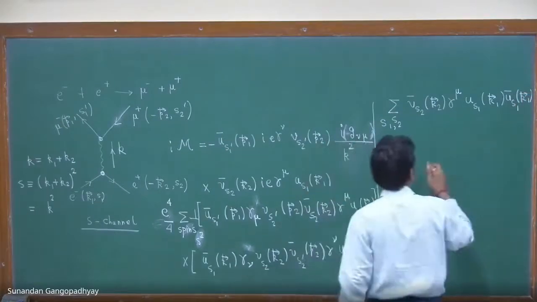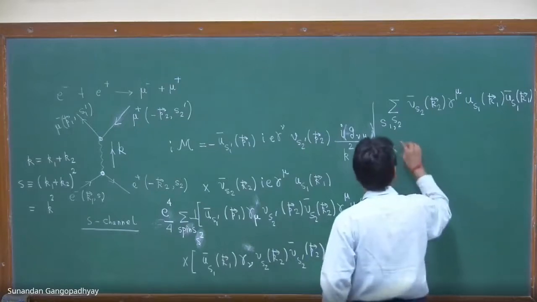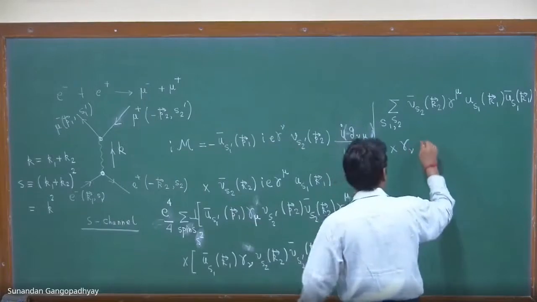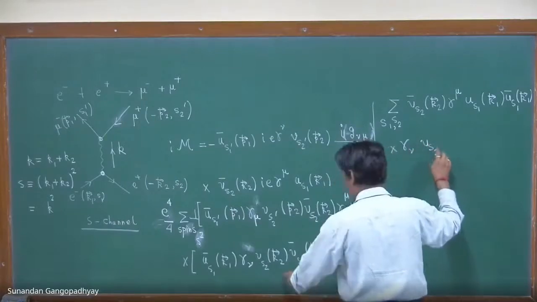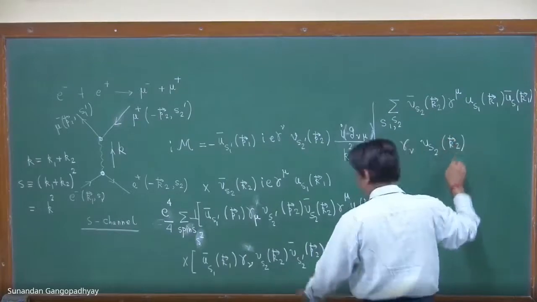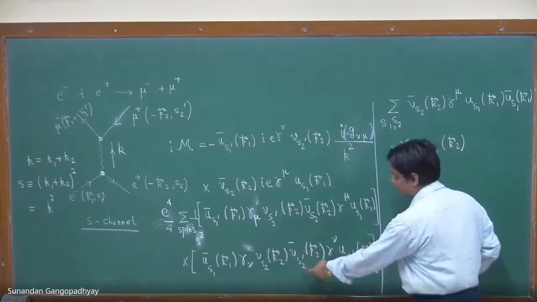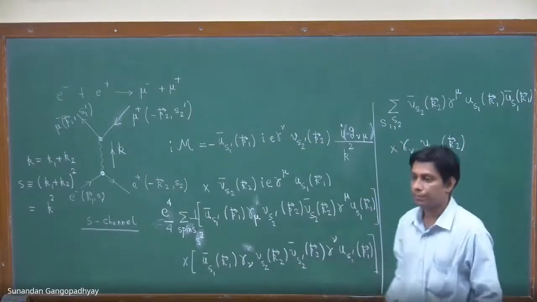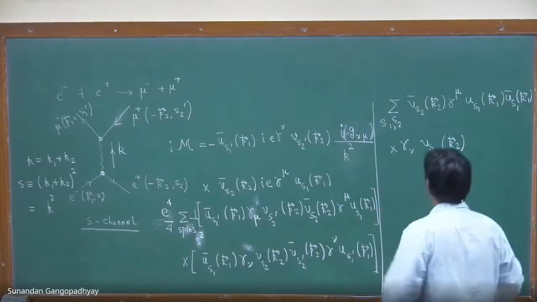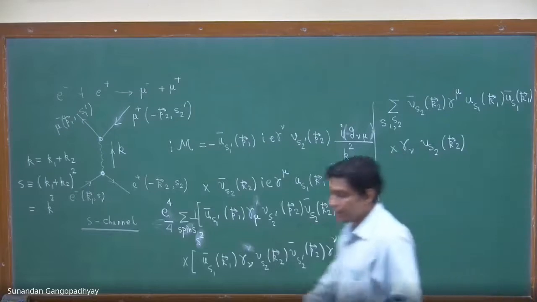Then you have gamma mu. Let me write here gamma mu. Then you have V S2 K2. And these terms do not have any S1 or S2. This is S2 prime and this is S1 prime. Okay, so you can carry out this sum quite easily.